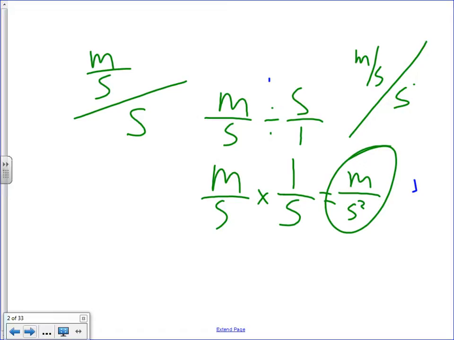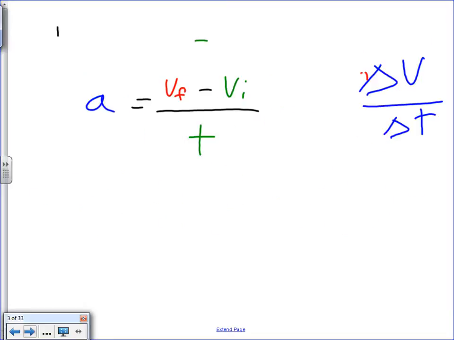If I'm using the formula A equals VF minus VI over T, remember that my V's are in meters per second and my time is going to be in seconds, so my units will be meters per second squared. That's just telling us how much faster we are going every second. We've kind of done that already. Now, manipulation of this formula.